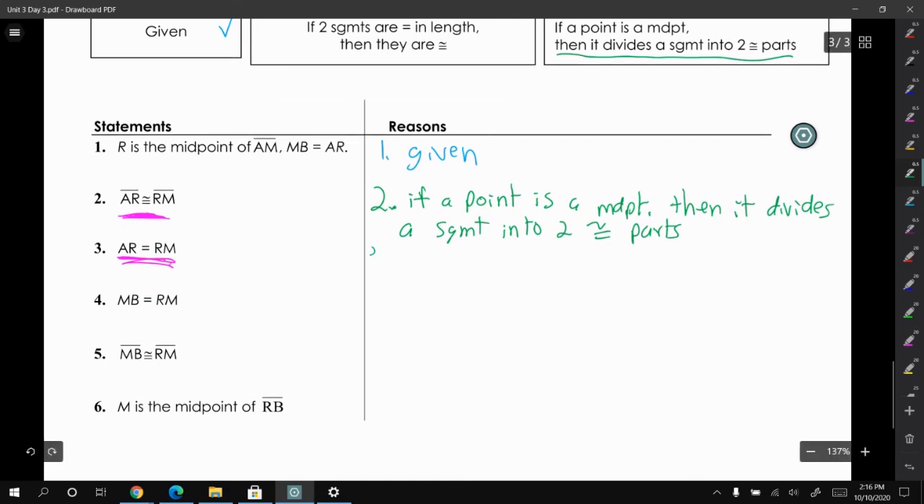So statement number 3, let me use a different color here. Statement number 3 is going to be: if segments are congruent, then they are equal in length.